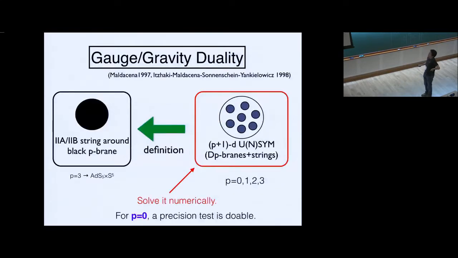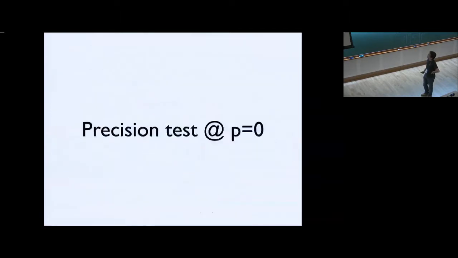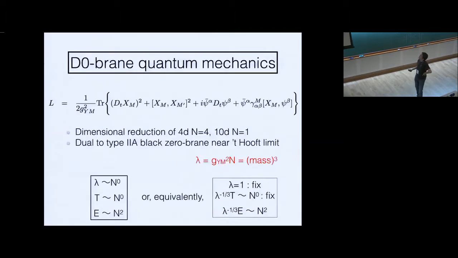So we study the simplest case, p equals 0. Okay, and so this is the Lagrangian. We have 9 bosonic matrices, N by N matrices, and 16 fermionic matrices. This is the dimensional reduction of 4d N equals 4, or equivalently 10-dimensional N equals 1. And it's dual to the type IIA black zero-brane near the 't Hooft limit. The 't Hooft coupling lambda is defined by g Yang-Mills squared times N. And this coupling has dimension of mass cubed.